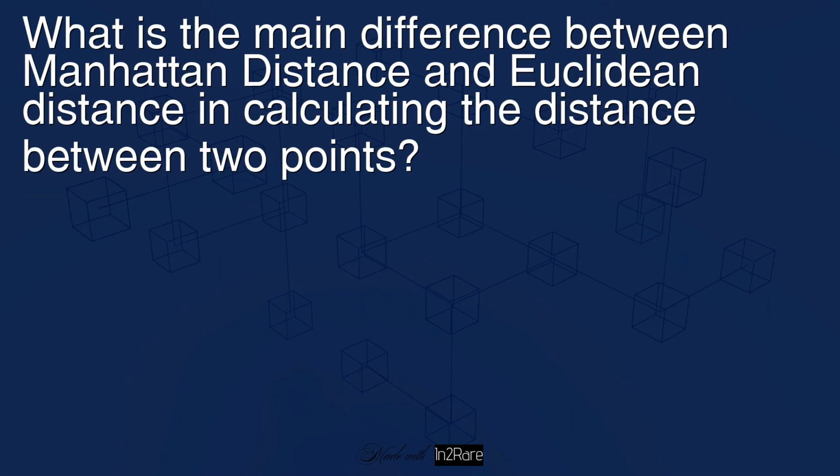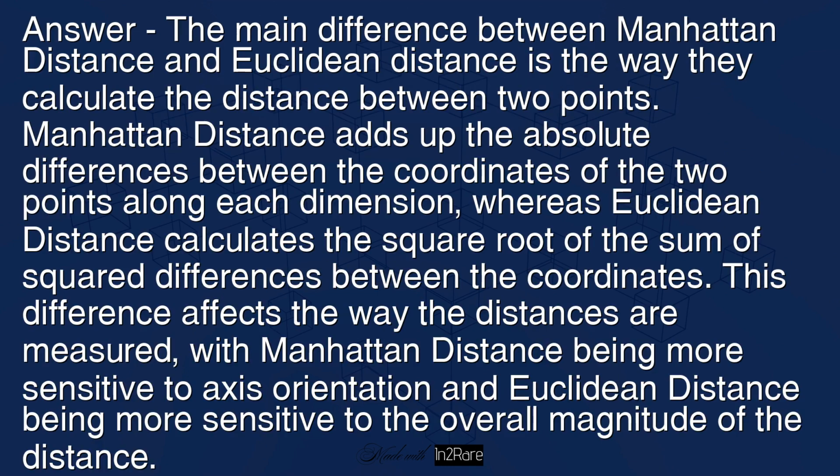What is the main difference between Manhattan distance and Euclidean distance in calculating the distance between 2 points? Answer. The main difference between Manhattan distance and Euclidean distance is the way they calculate the distance between 2 points. Manhattan distance adds up the absolute differences between the coordinates of the 2 points along each dimension, whereas Euclidean distance calculates the square root of the sum of squared differences between the coordinates.